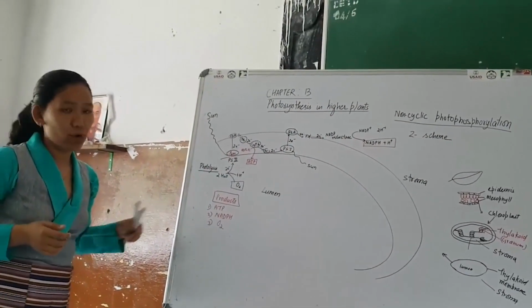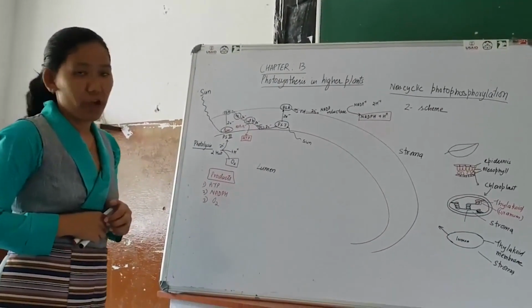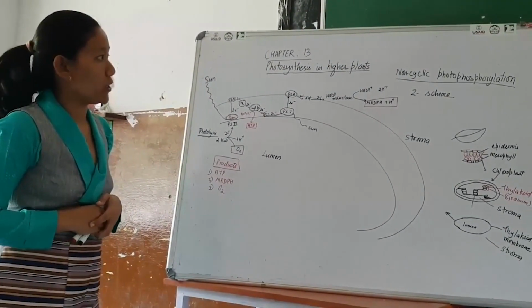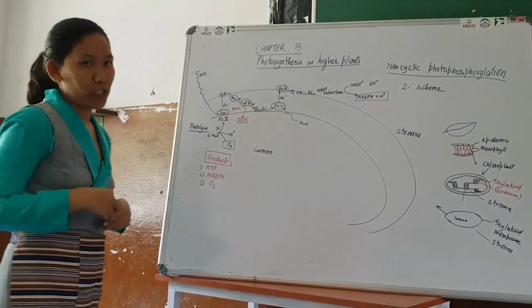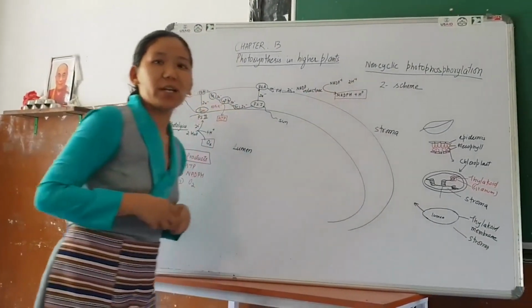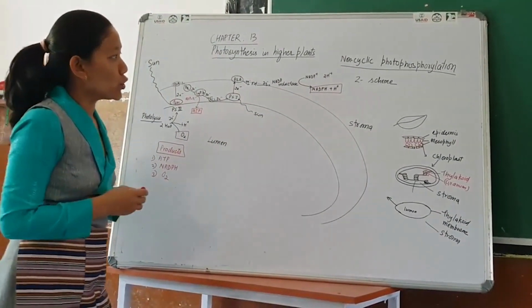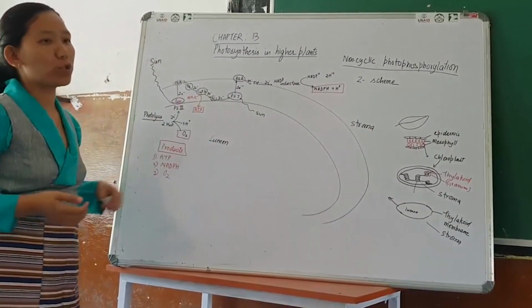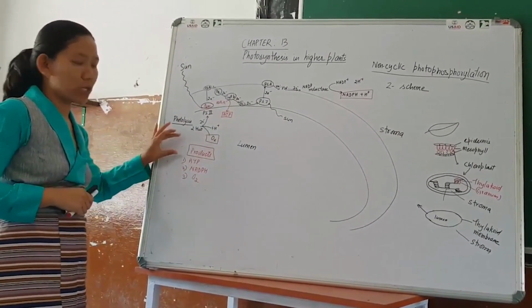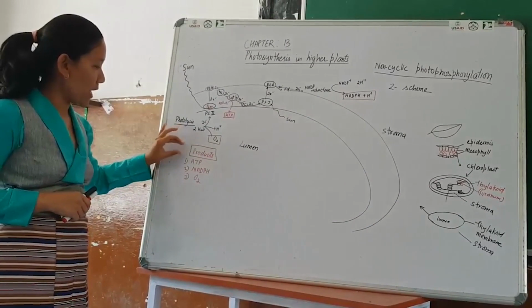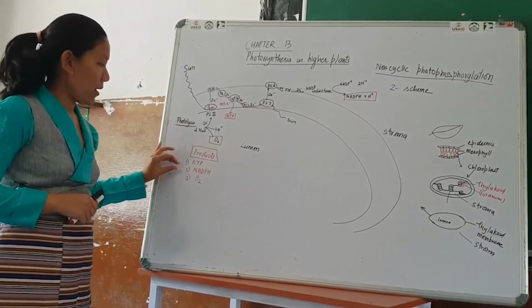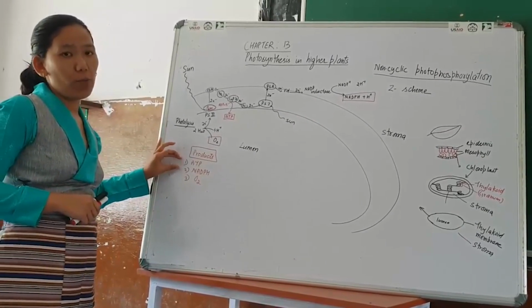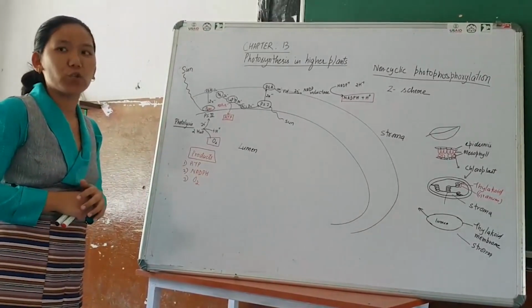Okay, so this is about the light-dependent reaction, and the pathway here is non-cyclic photophosphorylation. Now you know why it is called non-cyclic photophosphorylation, and you also know why it is also called the Z-scheme, and also you have to focus on the products formed here. The products formed are ATP, NADPH and oxygen.